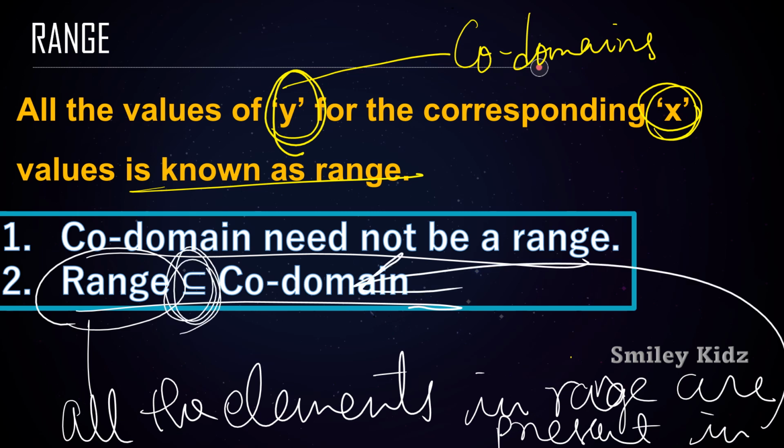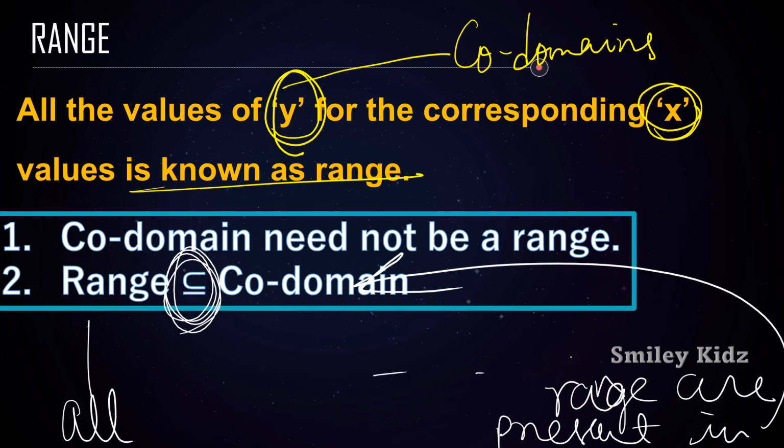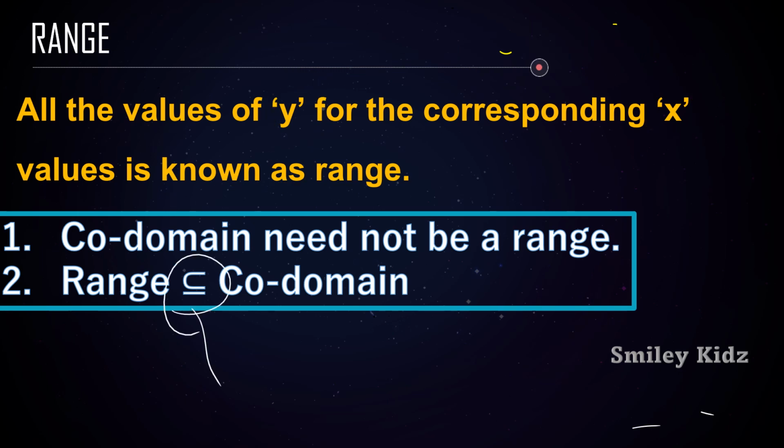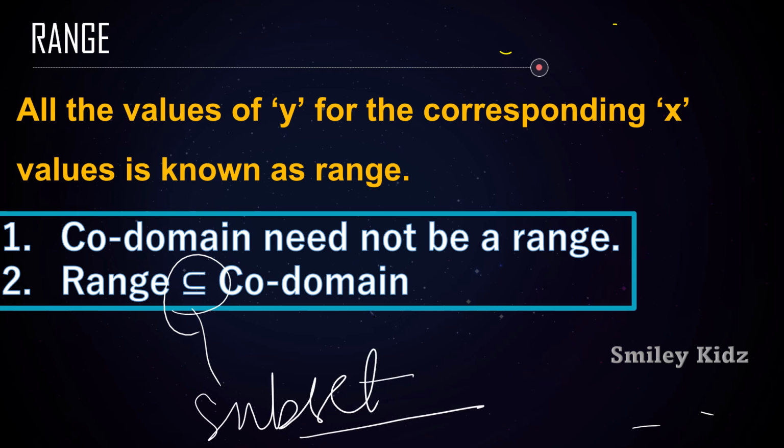Here, the symbol right over here means the same. All the elements in range are present in codomain, and that is why range over here is a subset of codomain. What does the symbol over here mean? It means that range is a subset of codomain. And that is the end of today's concept.